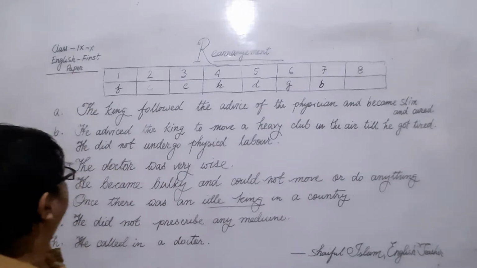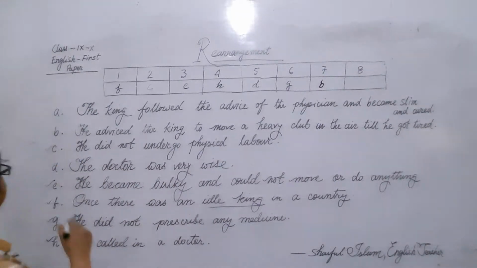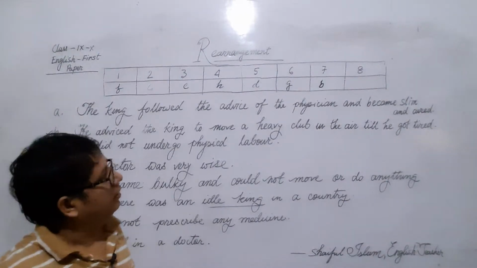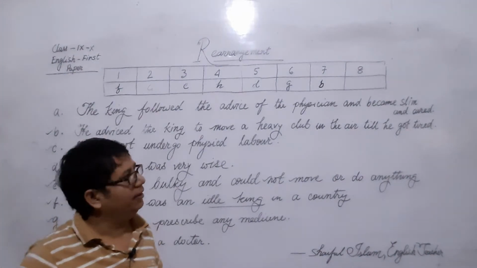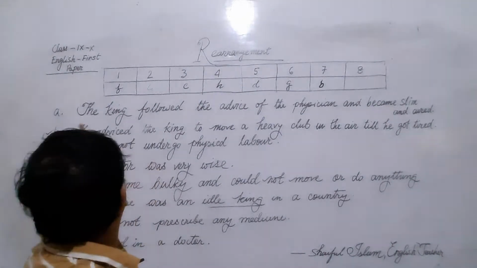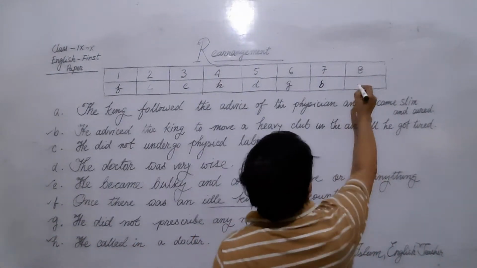Okay. Then the last one. The king followed the advice of the physician and became slim and cured. Then number 8 is the A, the first one.